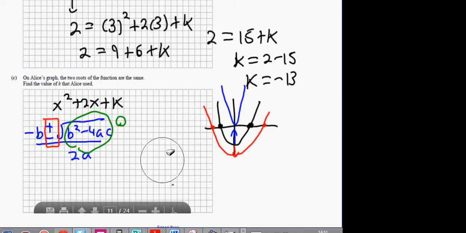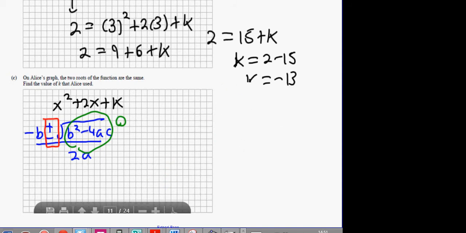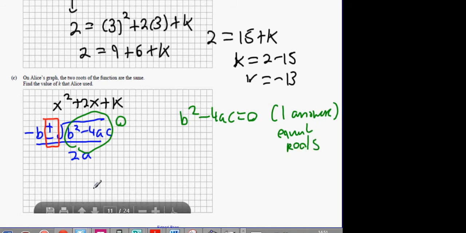So in a nutshell, if b squared minus 4ac equals 0, you only have one answer, or equal roots. What does equal roots mean? The answers would be the same. It'd be like x equals 2, x equals 2. So, guys, using the minus b formula, what's the a value? The a value is 1. B value? 2. C value?